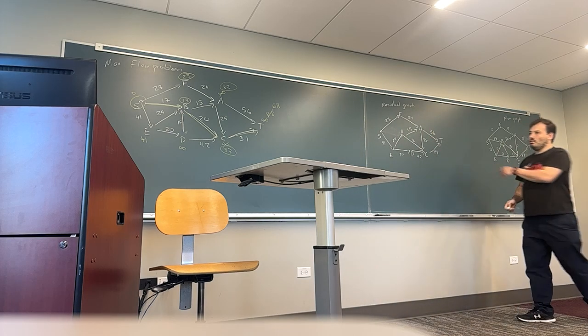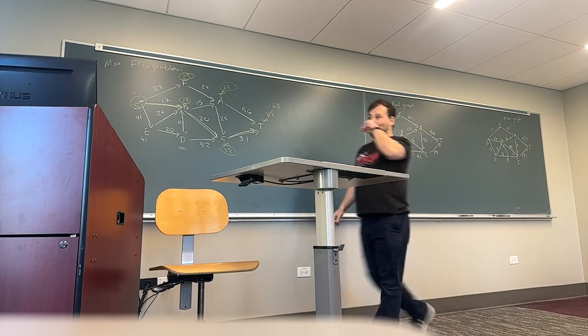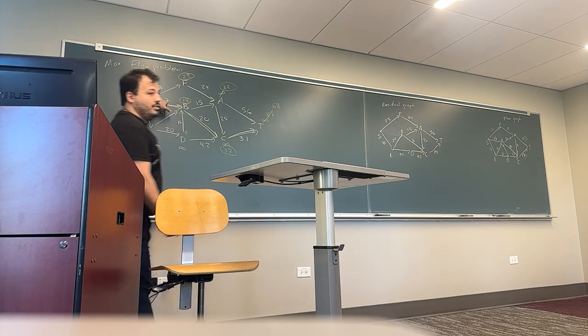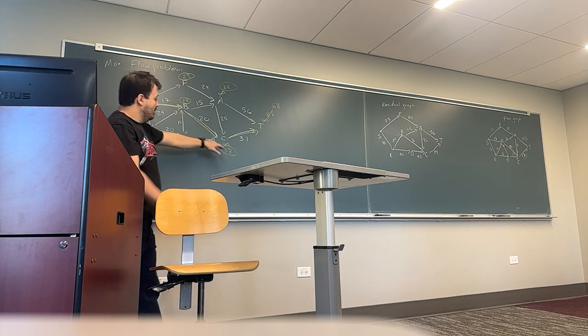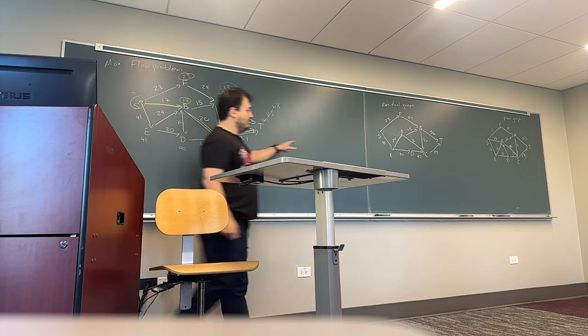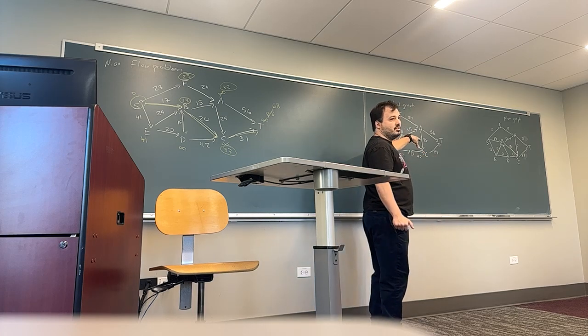Okay, so you have this graph. Again, what happened was this guy got deleted. 20 minus 17 became 3. 31 minus 17 became 14. Okay, so now you do Dijkstra's algorithm here.